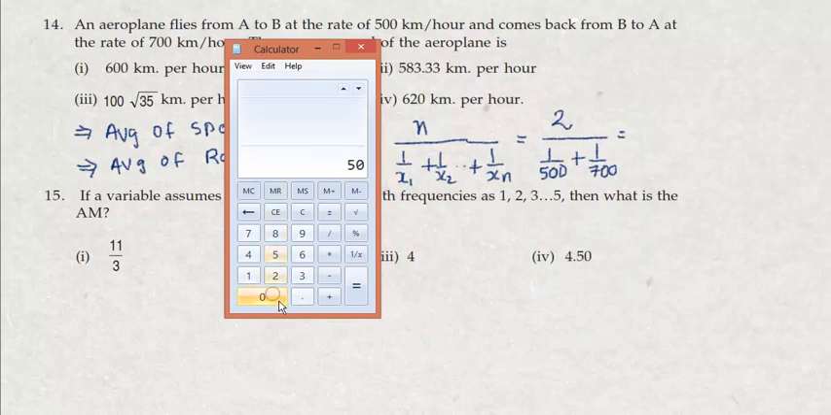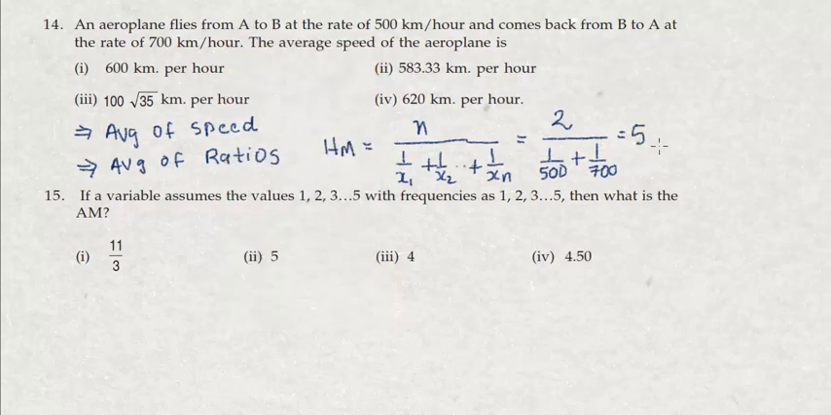Write 500, reciprocal button. You can also press the divide-equal-to button on your calculator. M plus. 700, reciprocal button. M plus, recall the memory. You divide it by 2 and again find the reciprocal of it, and the answer is 583.33. So our answer here is 583.33, which is in option number 2.